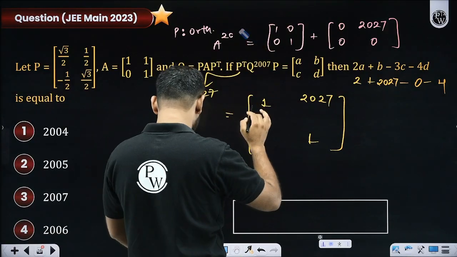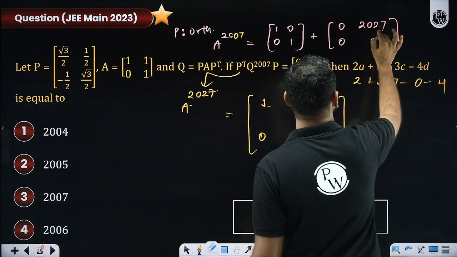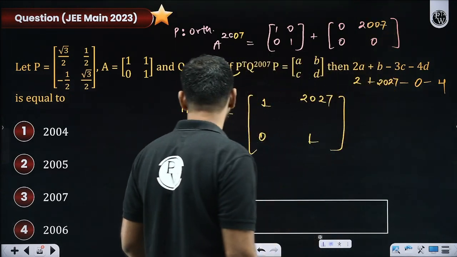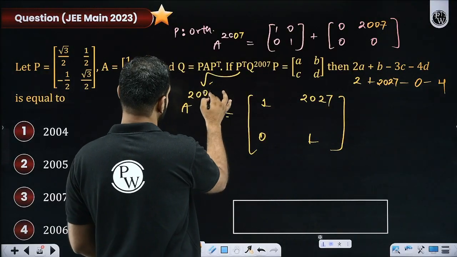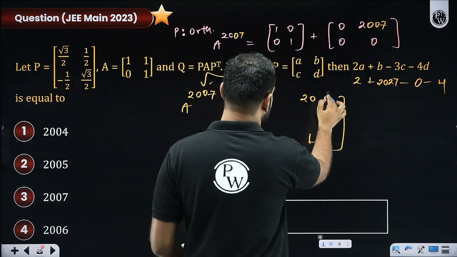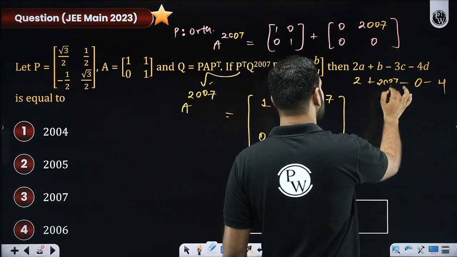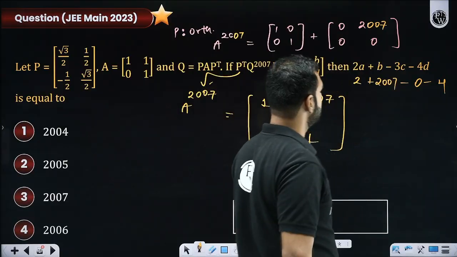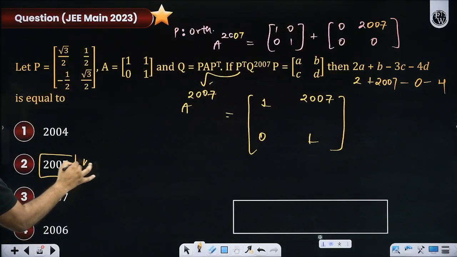So this is a to the power 2007. So this is also 2007. I'm really sorry. That kind of mistake I usually commit. Please, you don't commit. I can afford to commit because I'm not going to write this exam, but you shouldn't, right? I mistakenly took it as 2027. So this should also be 2007. So this should be 2005, which is option B.